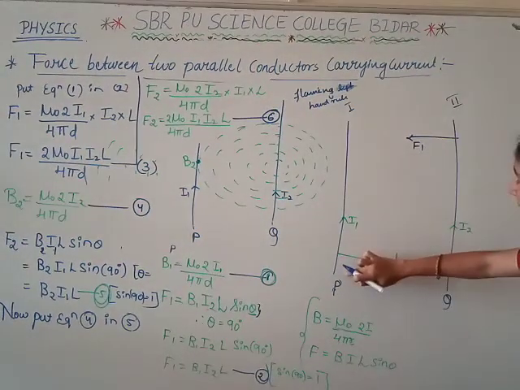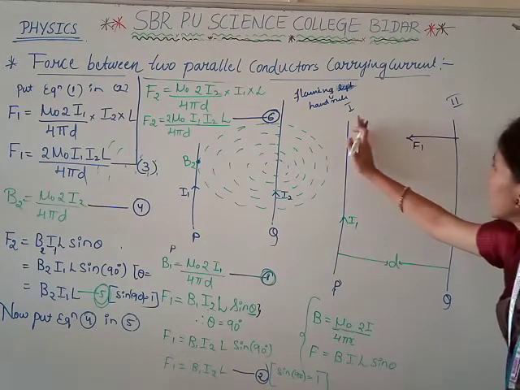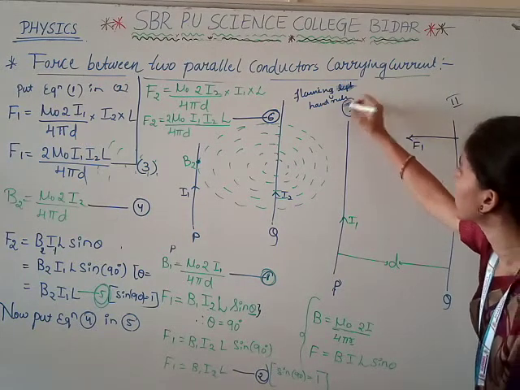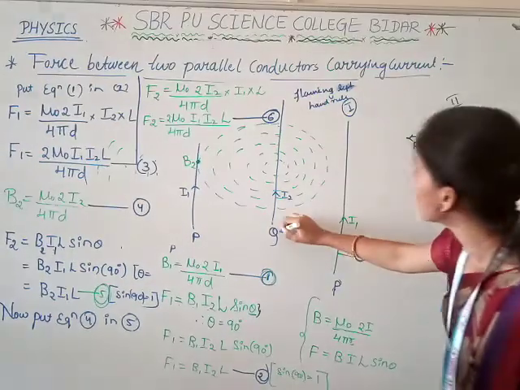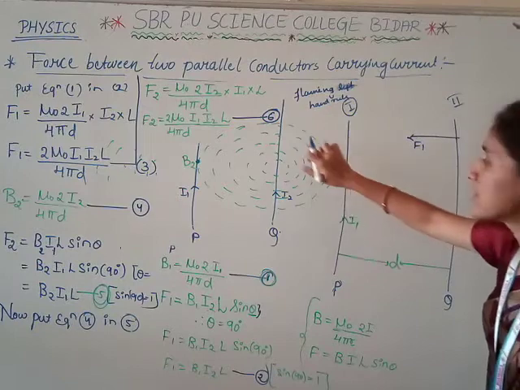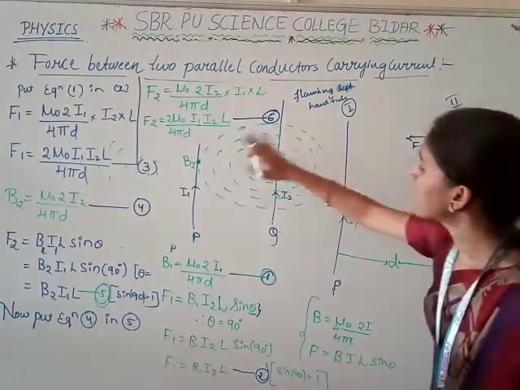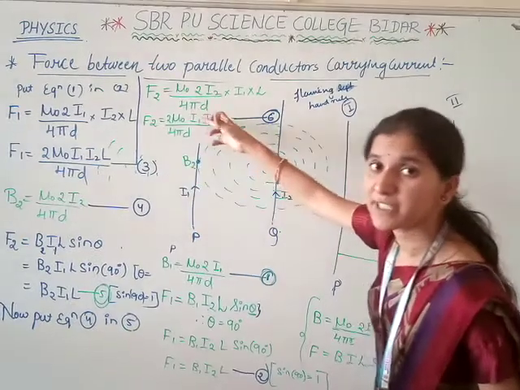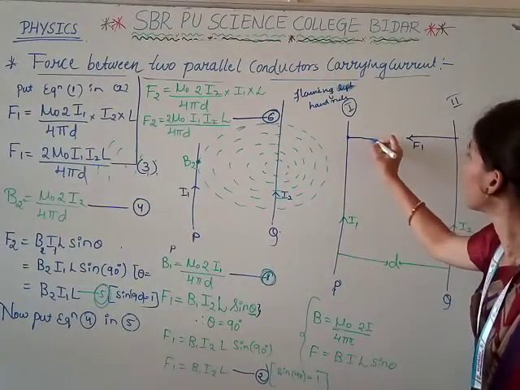When the current flows in conductor P, the conductor Q experiences a force F1 directed towards conductor P. Next, we consider conductor Q in which the current I2 is flowing. When the current I2 flows, it produces a magnetic field, and then the other conductor experiences a force. That force is F2.